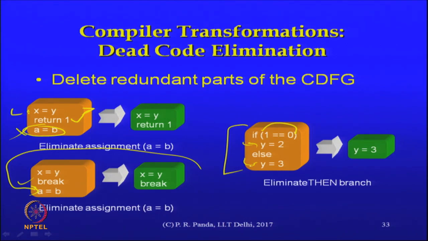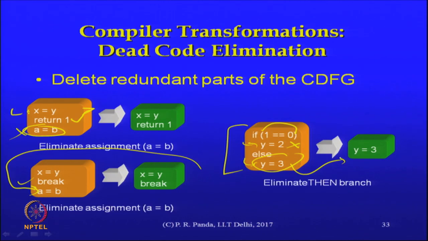Even if it is part of a loop, every time I come to this if statement, I would never reach that part of it. So, I could in fact throw out the complete conditional and just replace it by the statement or list of statements that are going to be executed. So, this is a generalization of dead code elimination. So, part of the graph becomes dead code.